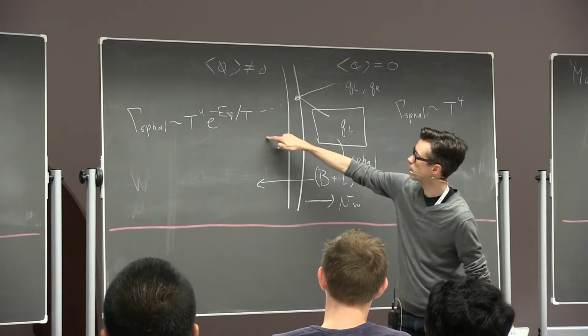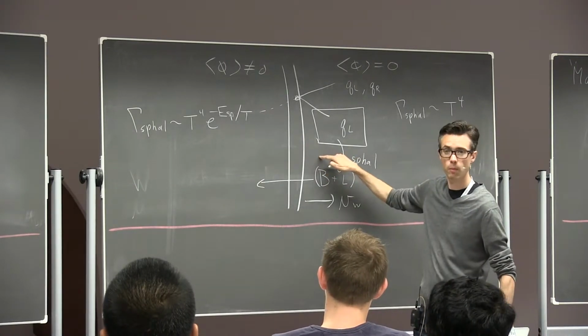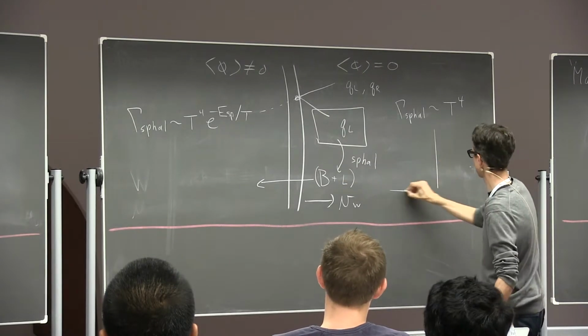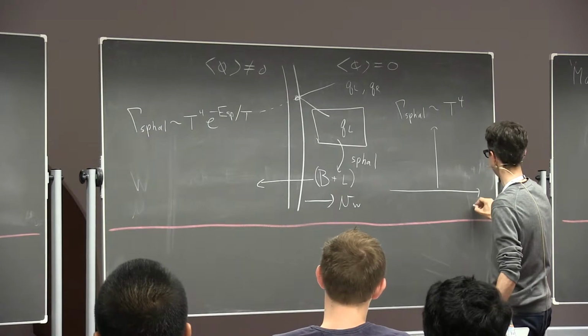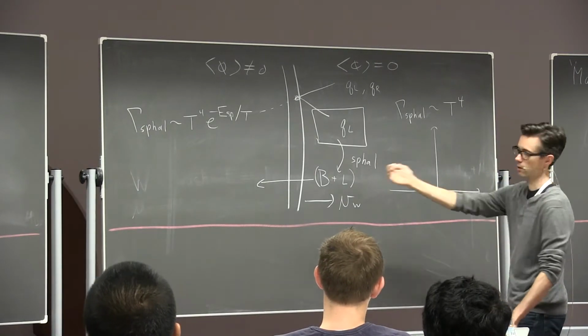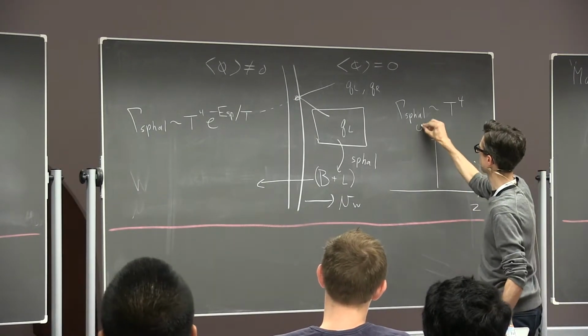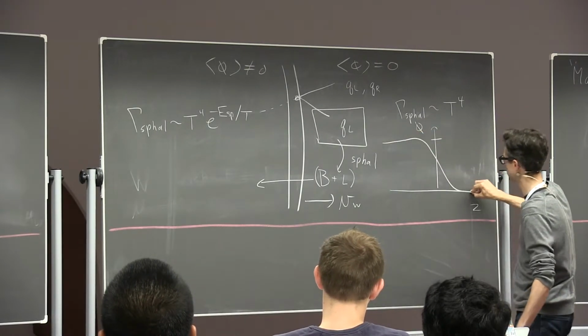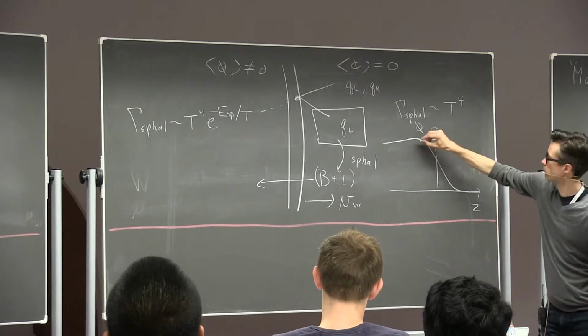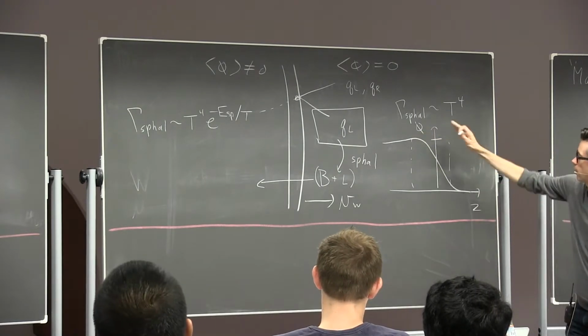So here I have phi non-zero, and here I have phi equals 0. So what I mean by bubble profile is, let's say this is some z coordinate along this direction, and this is the value of phi. My phi is going to be non-zero here, and then it's going to go to 0 here. And the bubble profile is sort of the profile of it, how it goes from non-zero to 0.